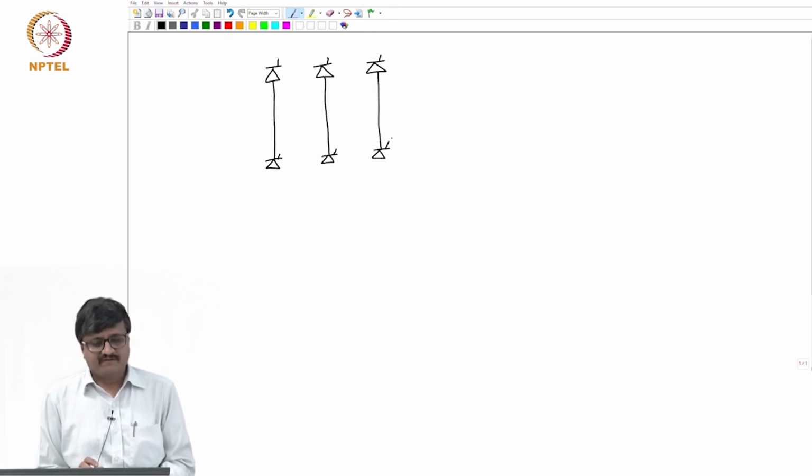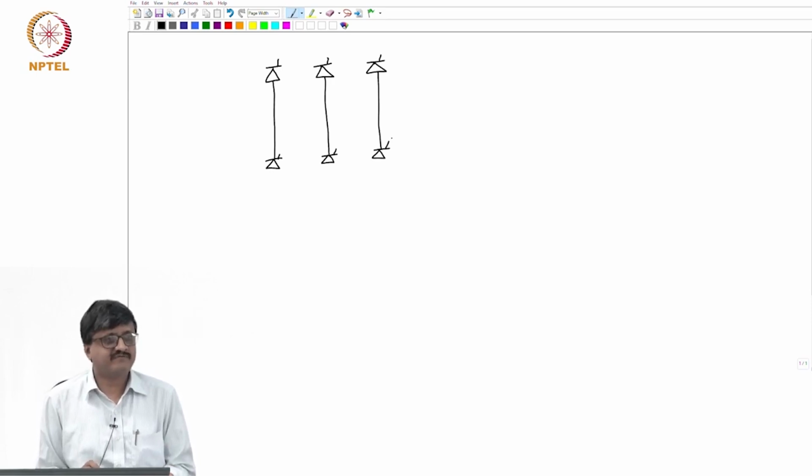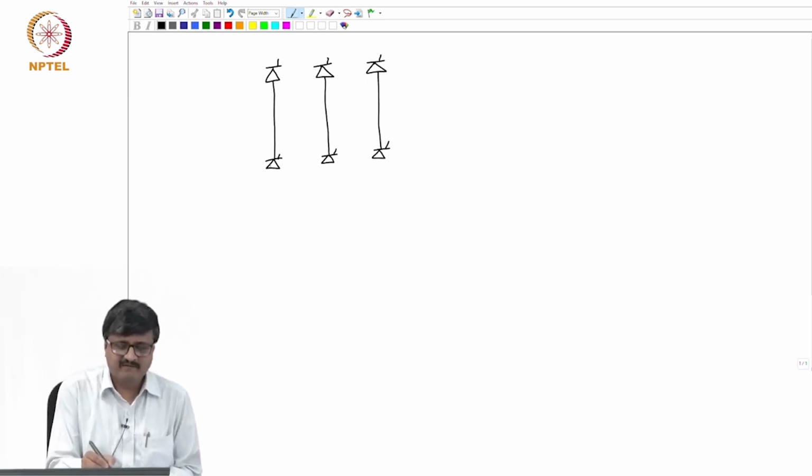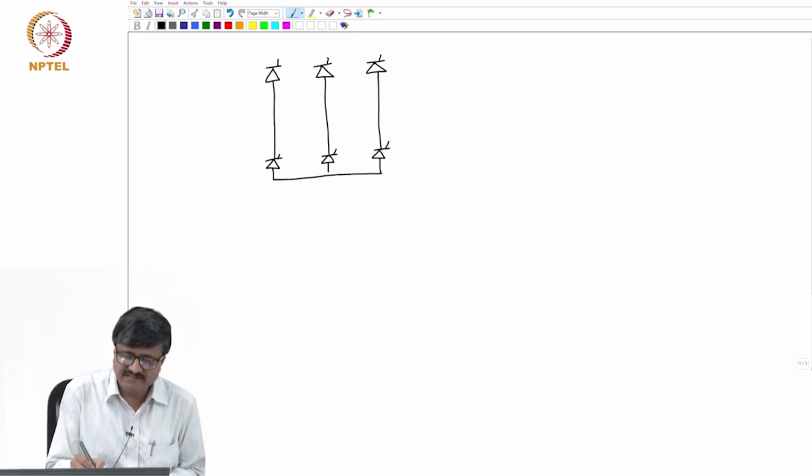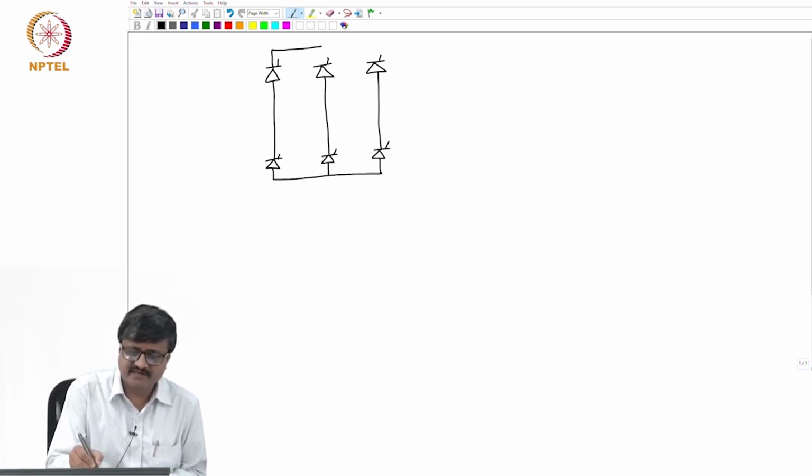So, there are 2 ways of saying. One is one can say that a converter consists of 2 basic commutation groups connected in series, or there are 3 legs, which is the usual term used in many books, 3 legs connected in parallel. So, there is 1 leg corresponding to each phase of the AC side. So, we denote the 3 phases by the letters A, B, C.